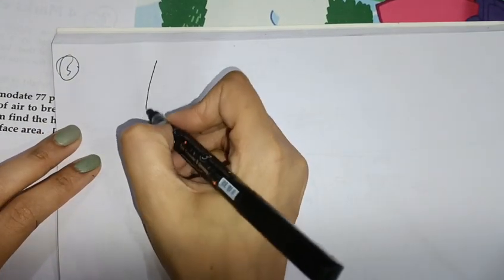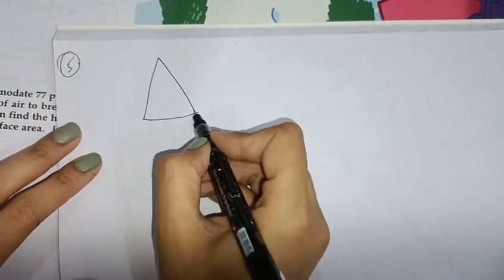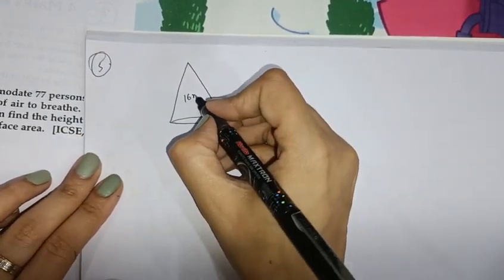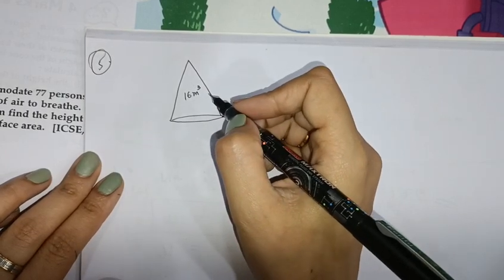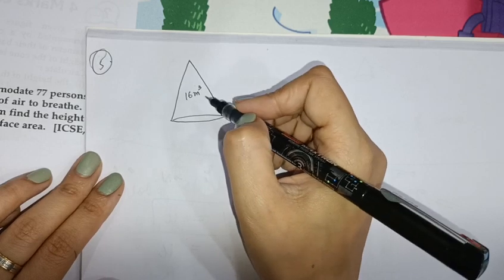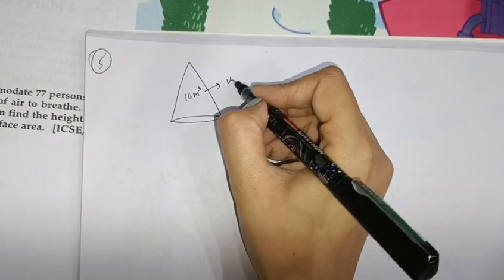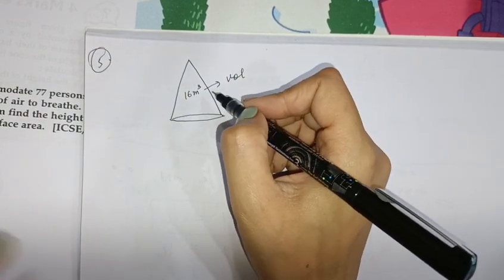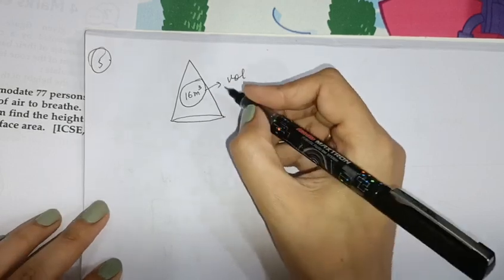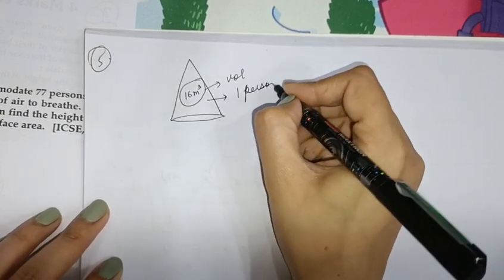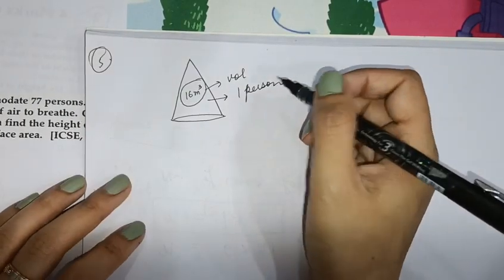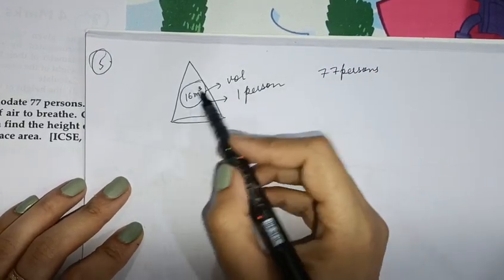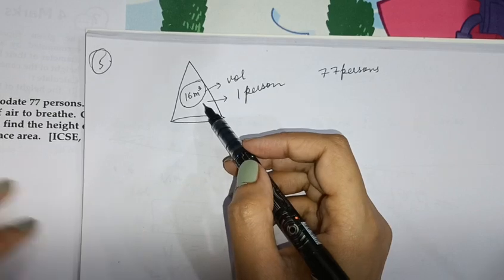So one tent is there. Tent is in shape of cone. So like this. And in this tent, 16 meter cube. Meter cube means volume. From units, try to understand the quantity also. So cubic unit is the unit of volume. So that means this information about volume is given to us. So one tent is there which is conical in shape. So this much of air is required by one person for breathing. So here how many persons should be accommodated? 77 persons should be accommodated, and quantity of air required for one person is given to us.